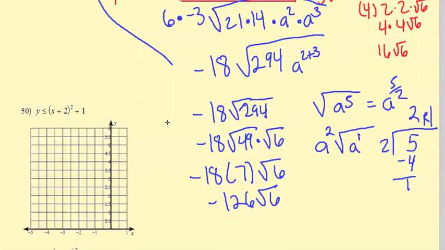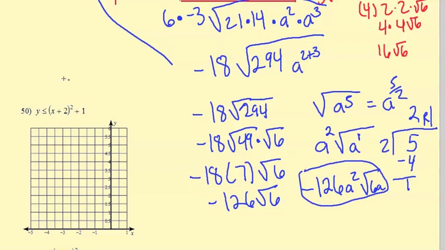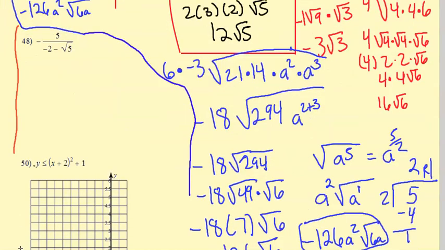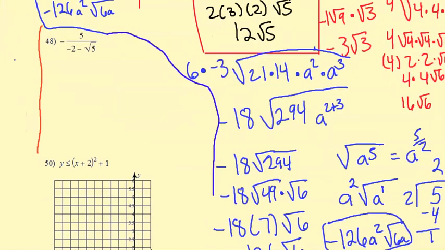So let's put it all together. We have negative 126 a squared times the square root of 6a. I'll write that right here too. Negative 126 a squared times the square root of 6a. Okay, let's do one more on this page.